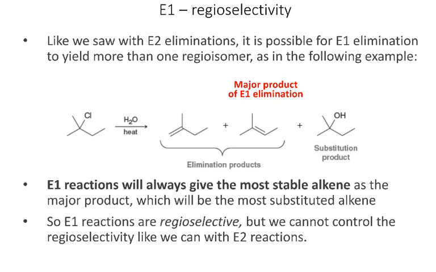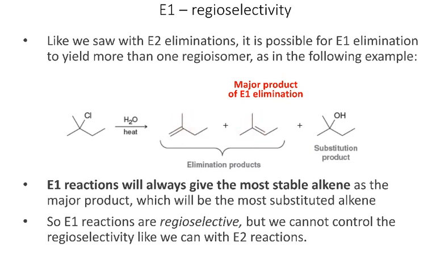Now, in the case of E1 reactions, we would expect this to be the more stable elimination product because it's the more highly substituted alkene, and we'd expect this to be the minor elimination product. This is similar to E2 reactions, but with E2 reactions, we could actually control how much of the Zaitsev or the Hofmann product we got by changing the base.